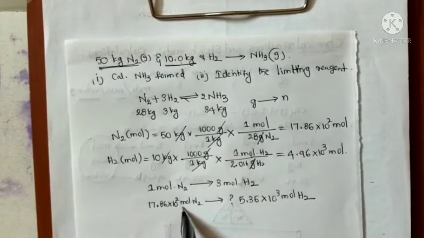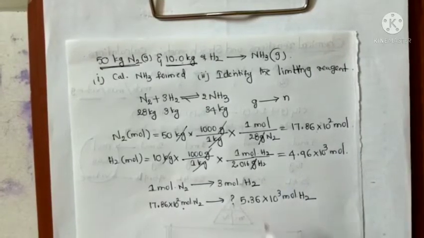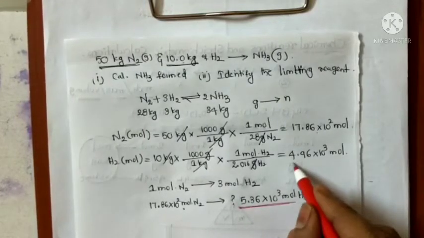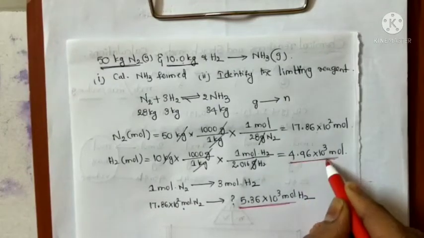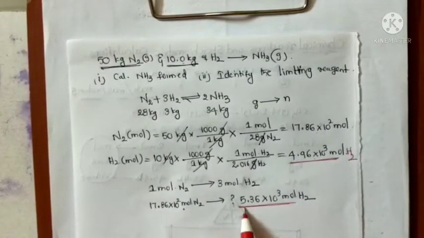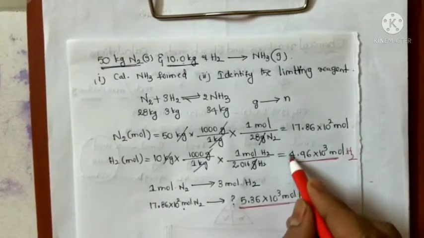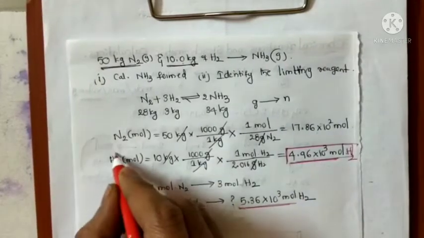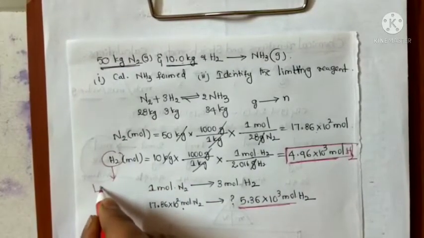If the nitrogen is completely consumed to form ammonia, how much hydrogen is required? That is 5.36 into 10 to the power of 3. But actually in the problem, how much is given? 4.96 into 10 to the power of 3 moles of hydrogen are given. Actually the requirement is 5.36, but the given is 4.96. So the given amount is less. That's why hydrogen is the limiting reagent.